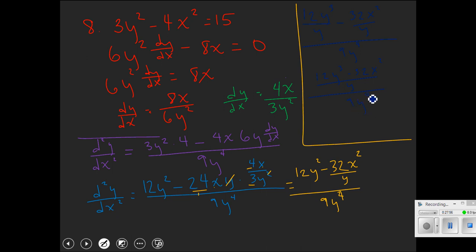And so finally, I can simplify down to this answer, which I'm going to write in a different color because that blue is hard to see. We have 12y cubed minus 32x squared over 9y to the 5th power, because that y goes down in the denominator. So that would be my second derivative of y. Focus and make sure that you can get at least to this step here, because that means that you understand the implicit differentiation. From that point forward, it's all just algebra type stuff.